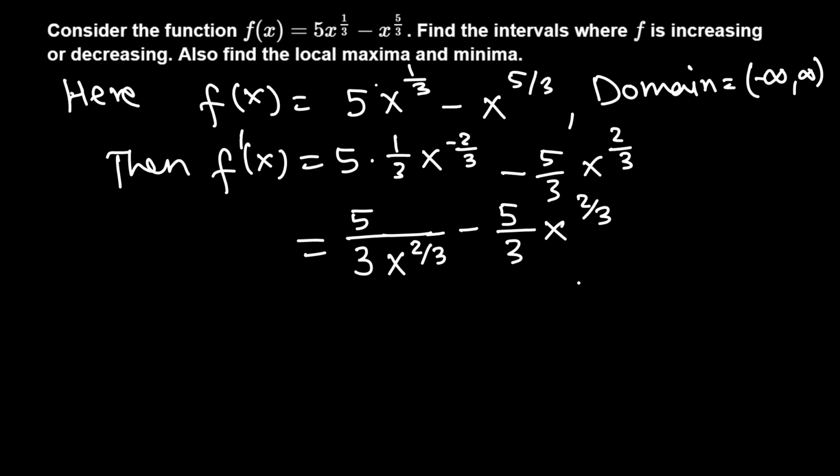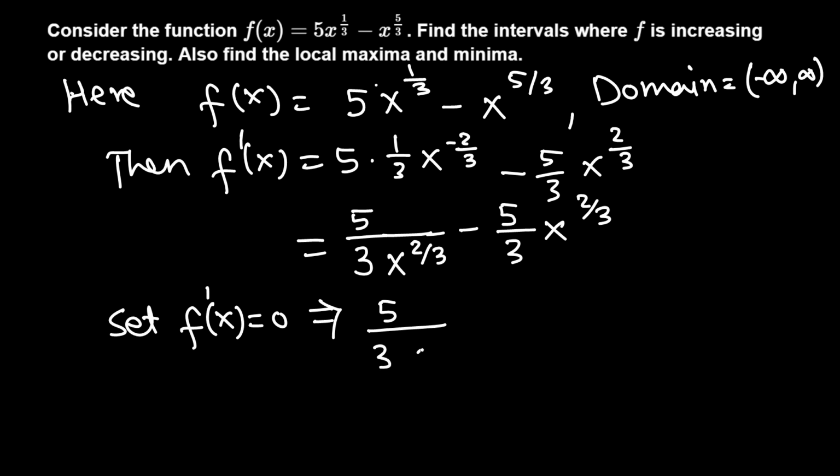Okay, that's the derivative. To find the critical numbers or critical points, we set the derivative 0. We set the derivative 0. That means this fraction equals 0. I mean, this whole thing is equal to 0. So 5/3 x raised to 2/3 minus 5x raised to 2/3, that's on the top, in fact, over 3. This equals 0. Okay.